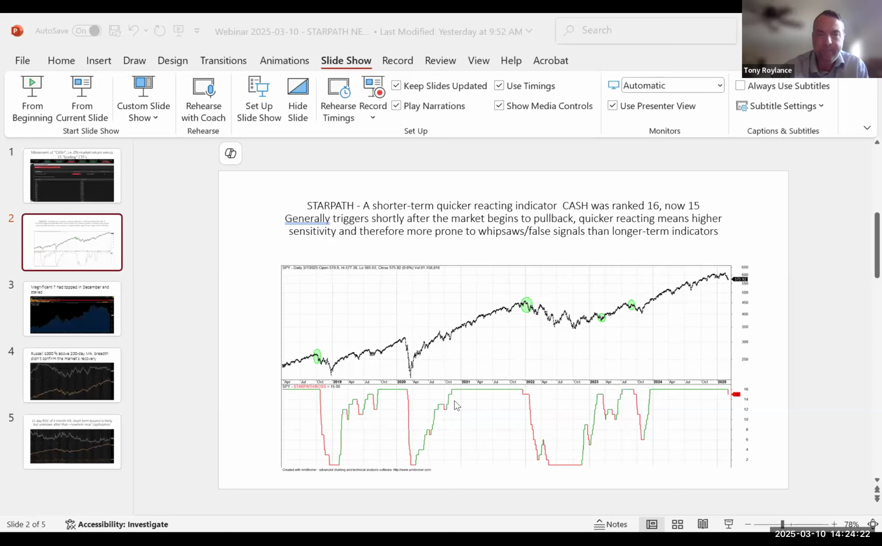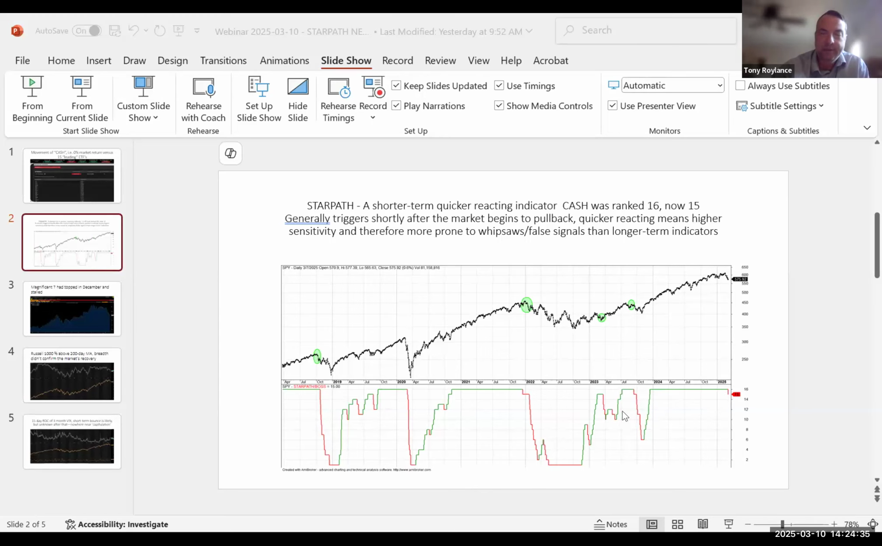Let me see if I can share screen again. Steve will be building this as well at some point. So down here would show the buy and sell signals. Right now we went from 16 to 15 as the movement of cash, and so that triggered the sell.